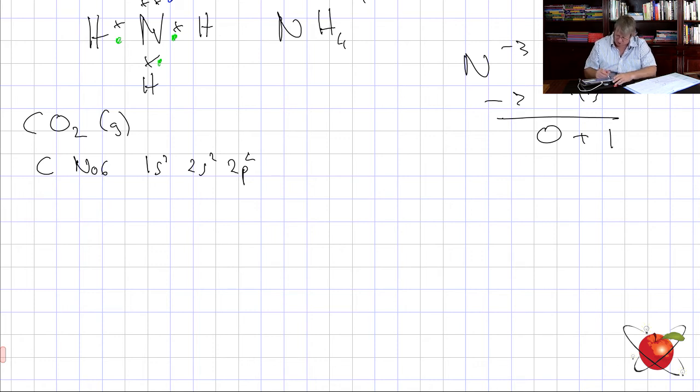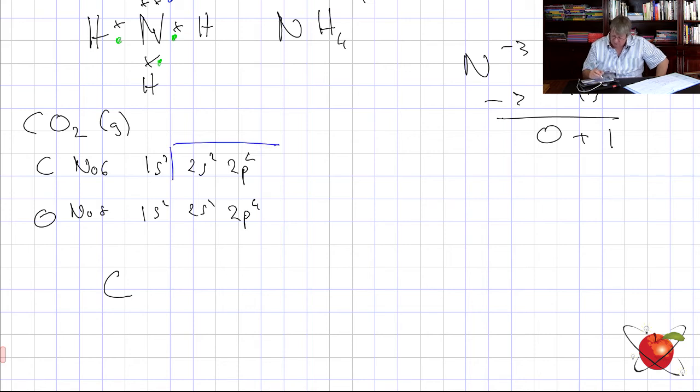Now we must also do oxygen. Oxygen is number 8. So oxygen is 1s2, 2s2, 2p4, that must add up to 8. Now let's draw them just to get a first shape, an idea. So carbon, what must I draw? You only draw the outer shell, the valence electrons. Carbon has 4.